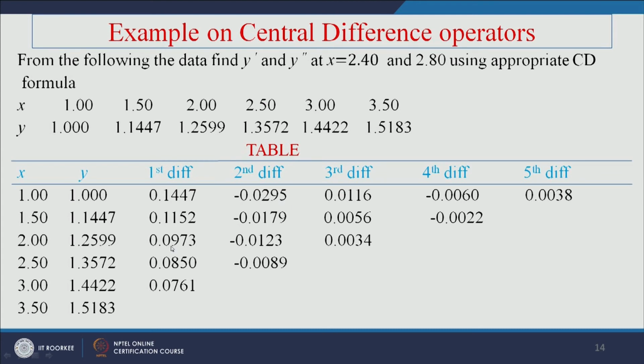Similarly, if you take the difference of 0.0973 minus 0.1152, this will give you minus 0.0179. If you take the difference of 0.0850 minus 0.0973, this will give you minus 0.0123. If you take the difference of 0.0761 and 0.0850, that will give you minus 0.0089. Similarly, we can define the third differences, fourth differences and fifth differences here.